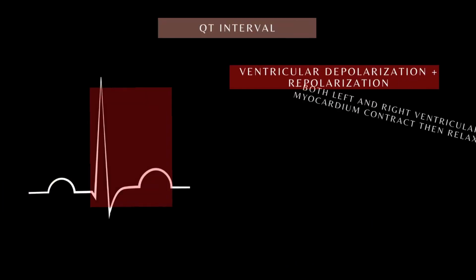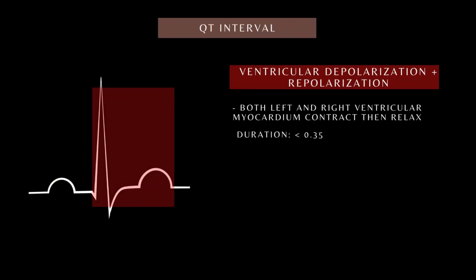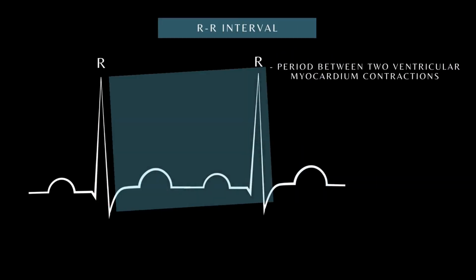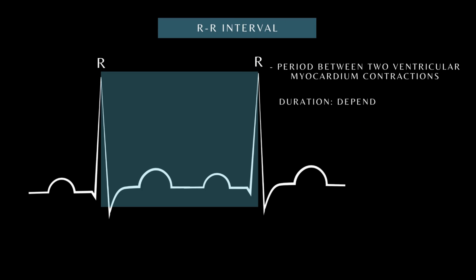The QT interval represents the electrical ventricular systole, that is, the set of ventricular depolarization and repolarization. Its value varies with the heart rate. There is a third interval that can be measured, but only on 2 consecutive cardiac cycles. The RR interval is the distance between 2 consecutive R waves.